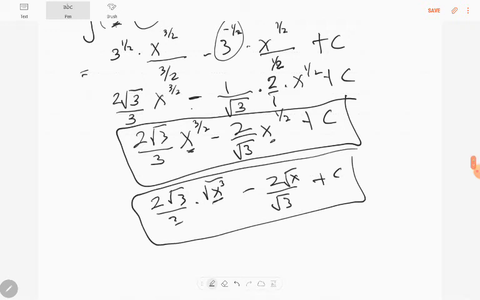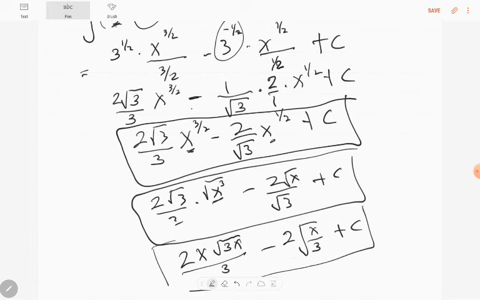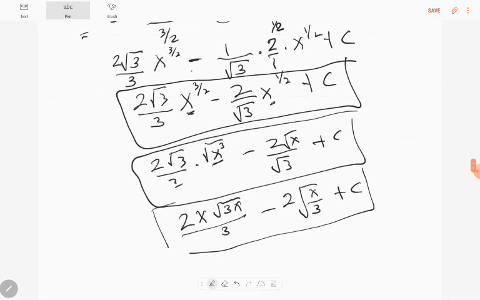You can extract the square root of x cubed. So you will have 2 square root of x cubed is x, square root of 3, and then the other x that's left here, over 3. Minus, we could probably write this as negative 2 square root of x over 3 plus c. Okay? So you could actually consider any one of these three as your final answer.